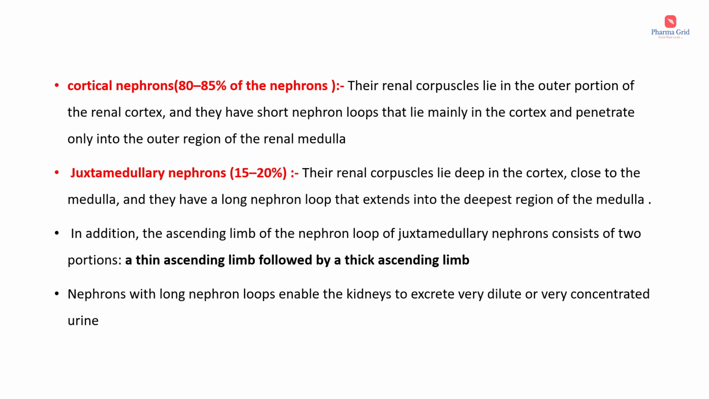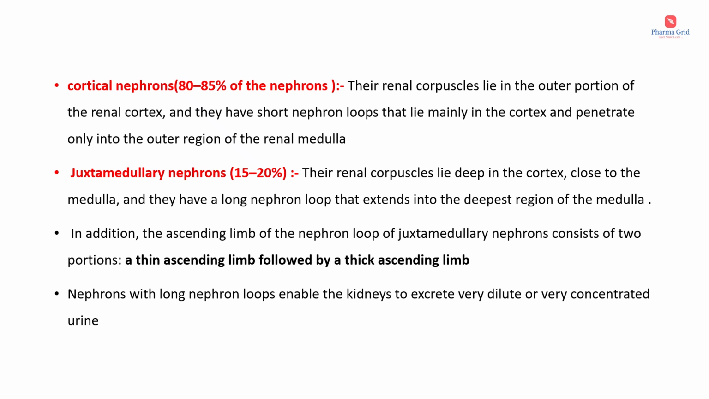The nephrons can be categorized mainly into two types, that is the cortical nephrons and juxtamedullary nephrons. Cortical nephrons constitute about 80 to 85% of the nephrons. Their renal corpuscles lie in the outer portion of the renal cortex, and they have short nephron loops that lie mainly in the cortex and penetrate only into the outer region of the renal medulla.